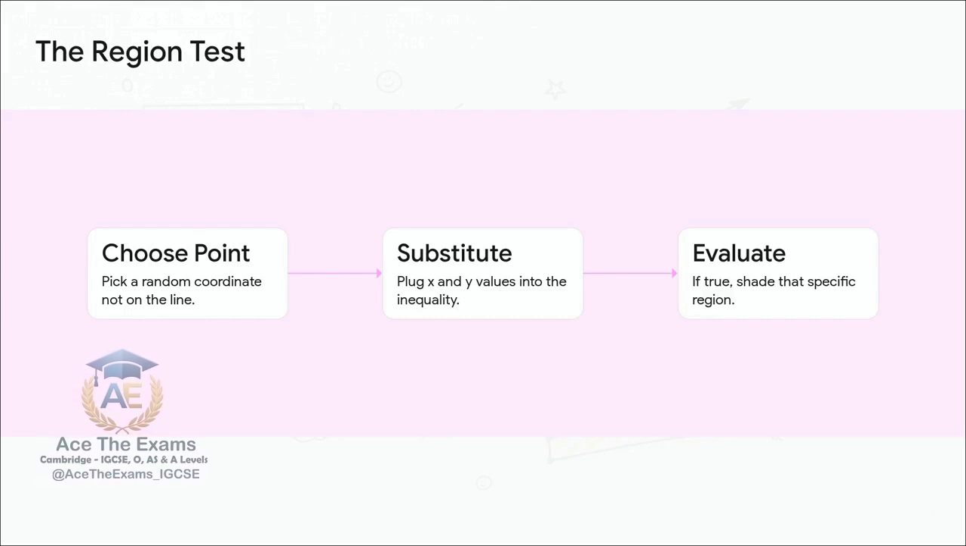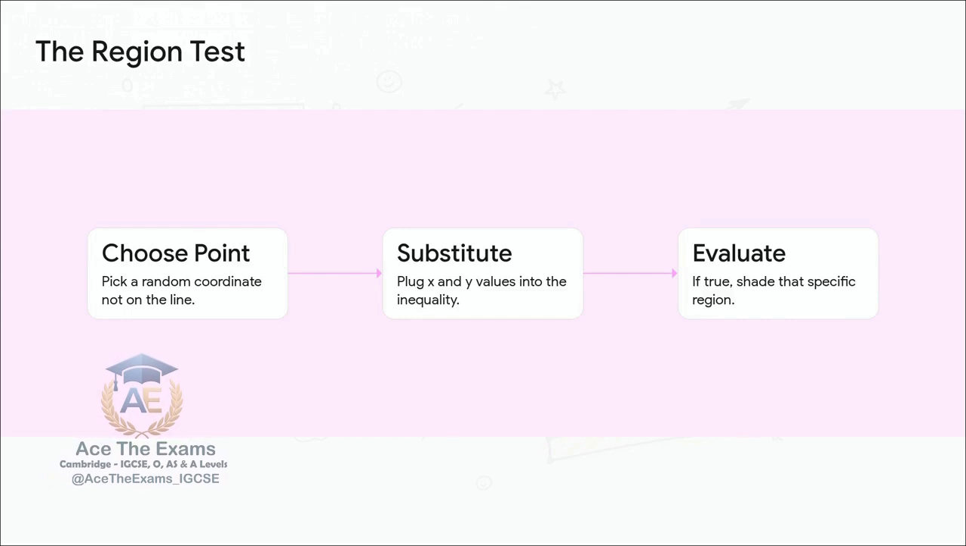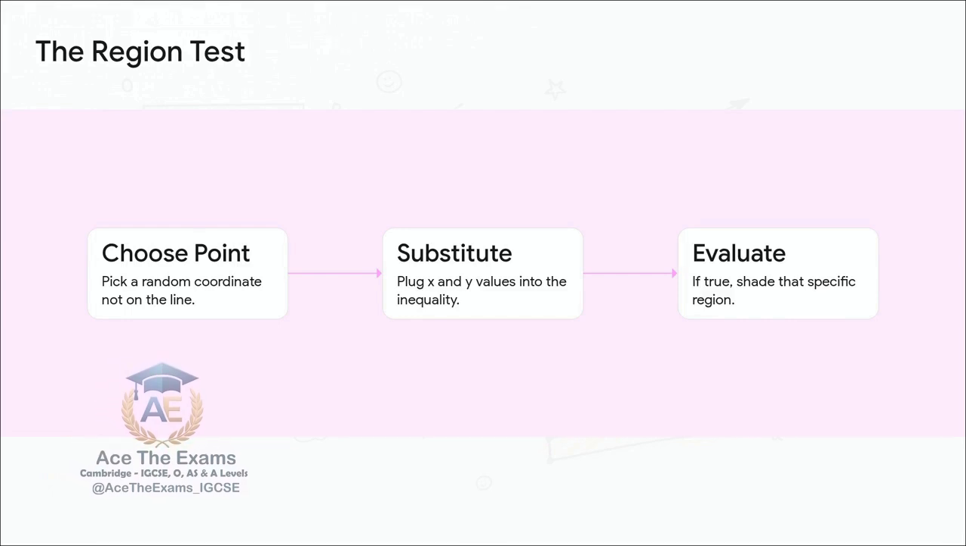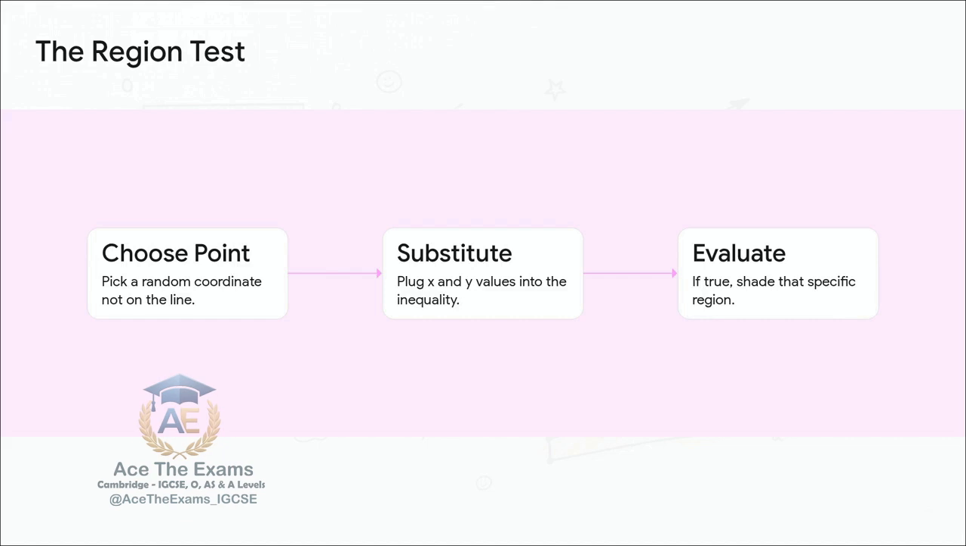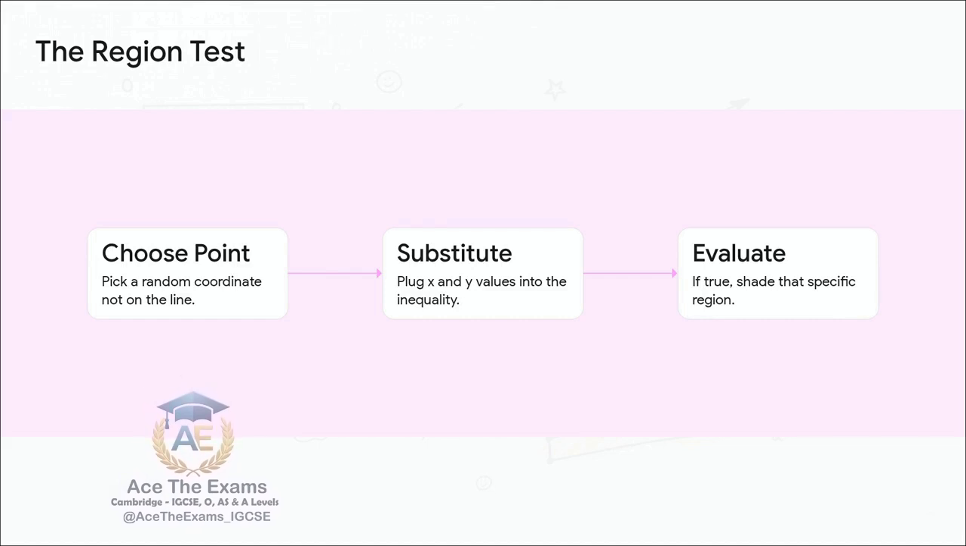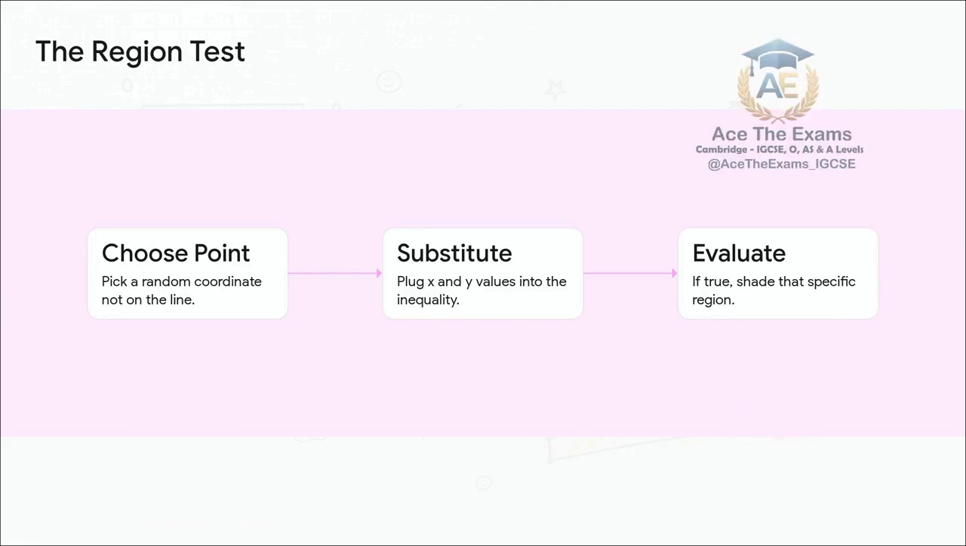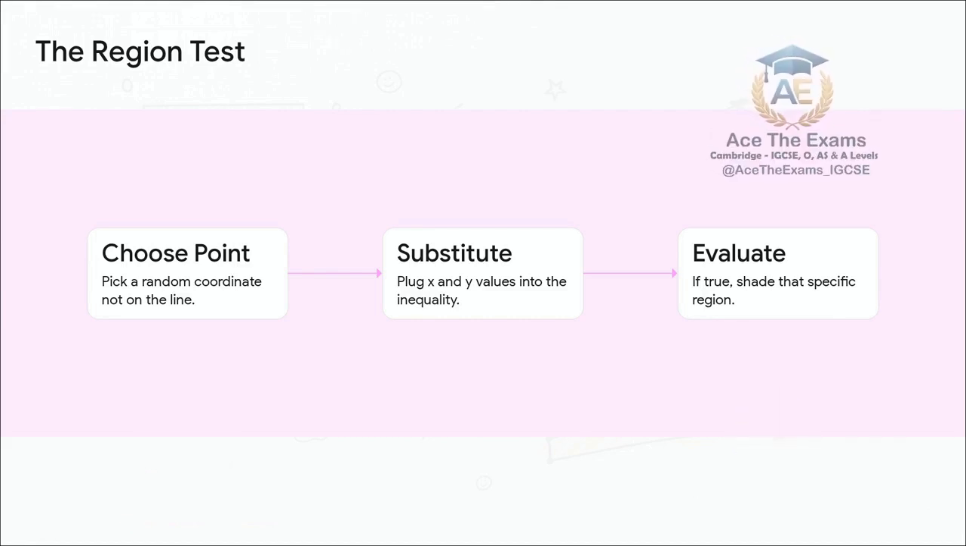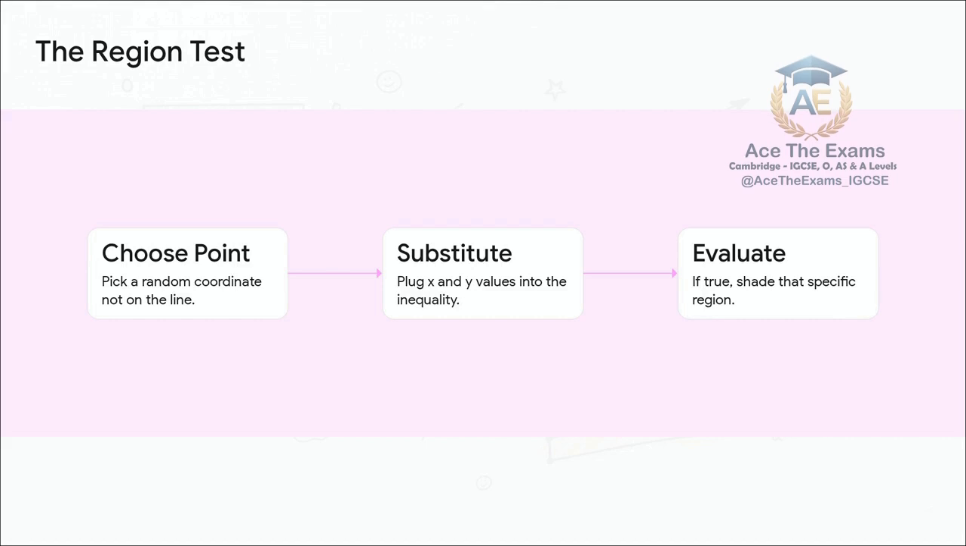But let's say we pick the coordinate 3, 1. That means our x is 3 and our y is 1. Step 2. Substitute those exact values into the original inequality. Let's imagine our rule was y is less than or equal to x plus 2. We plug in 1 for y and 3 for x. Our equation becomes, is 1 less than or equal to 3 plus 2?